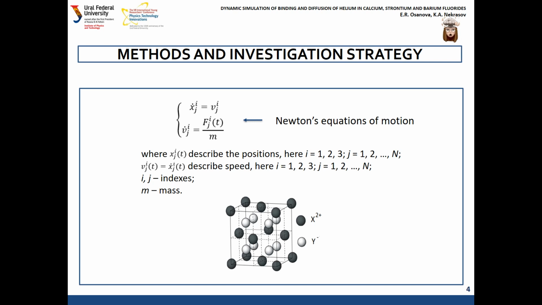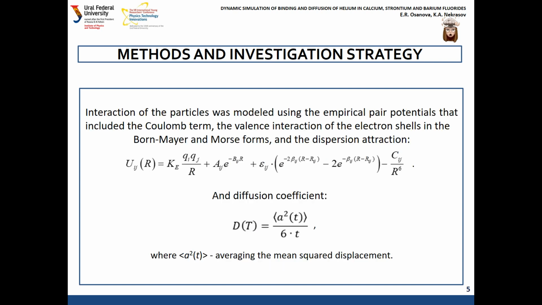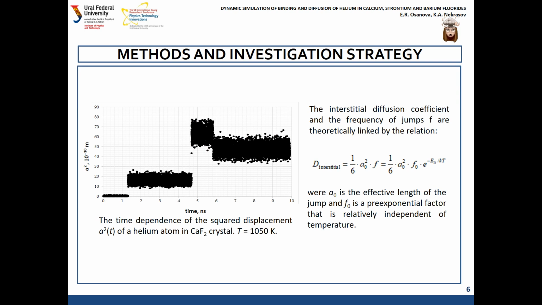All the particles moved according to Newton's equations of motion that were integrated by the leapfrog method. The helium diffusion coefficient was determined from the Einstein relation, and interaction of the particles was modeled by using the empirical pair potentials. Averaging the time dependencies of the square displacement of the helium atom over a series of computational experiments made it possible to determine the diffusion coefficient corresponding to a given temperature.